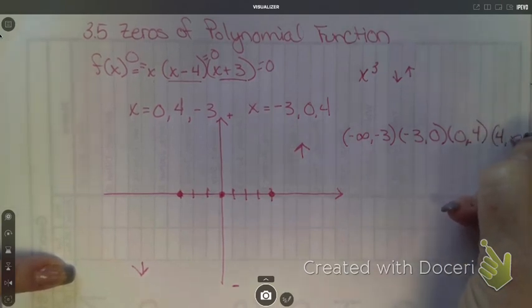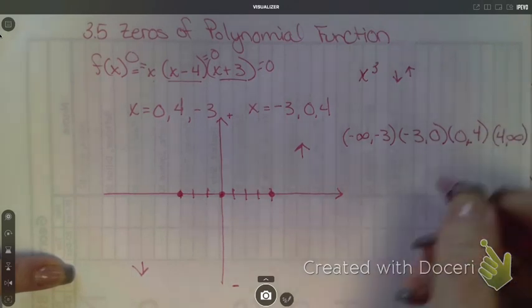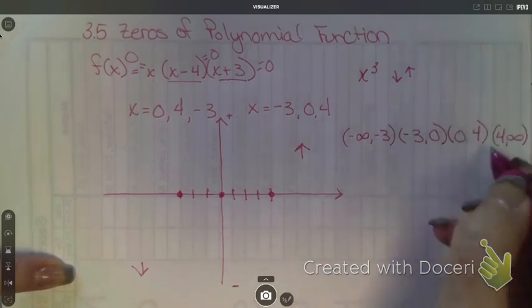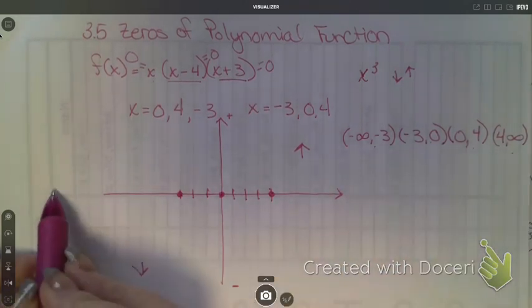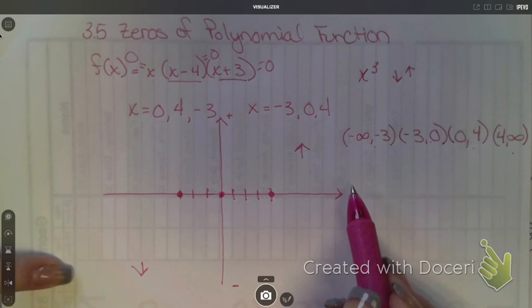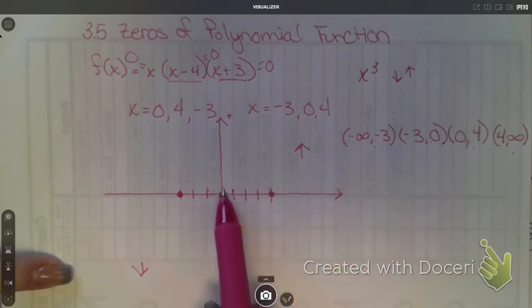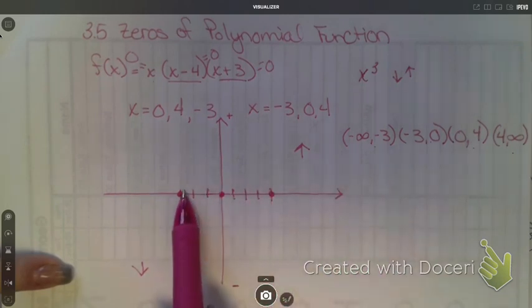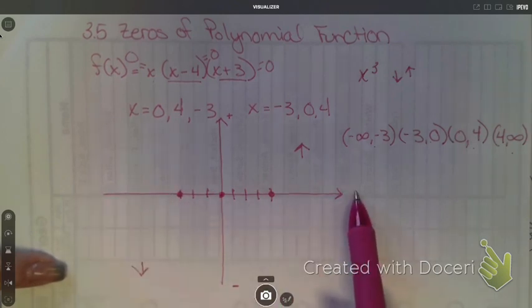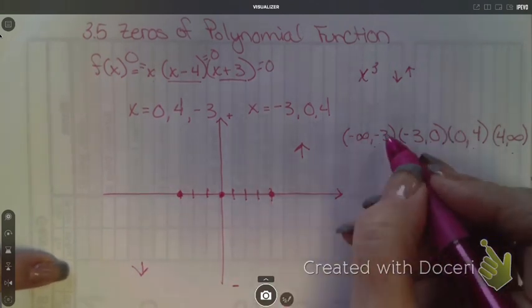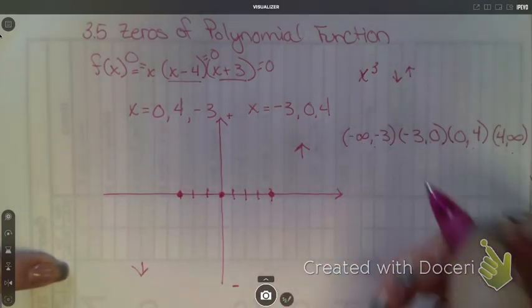So what we do is, this is called interval analysis, because these are intervals. I've given you 4 intervals, correct? If you think about the x-axis as a big piece of string, and I cut it 3 times for my zeros, how many pieces do I have? 4. So I have the beginning, middle, end. Okay? So I just pick a number anywhere between negative infinity and negative 3.